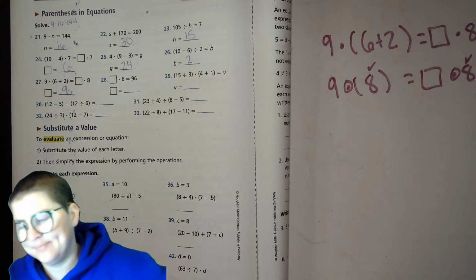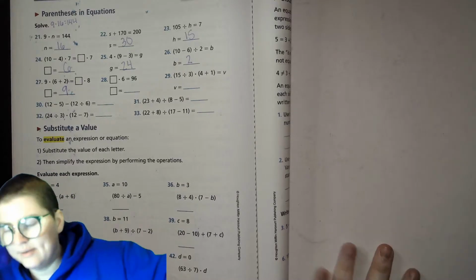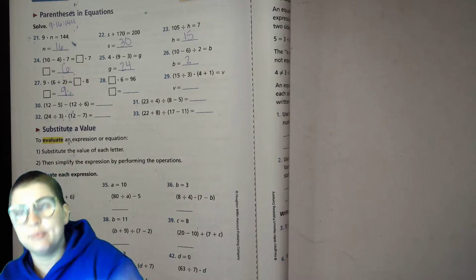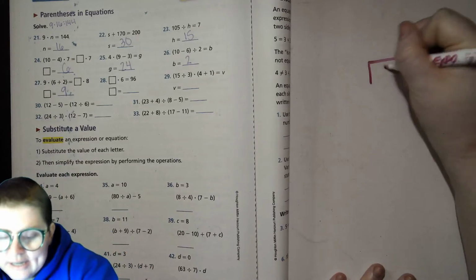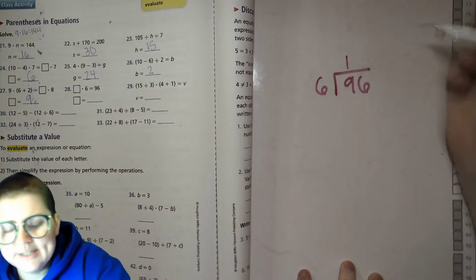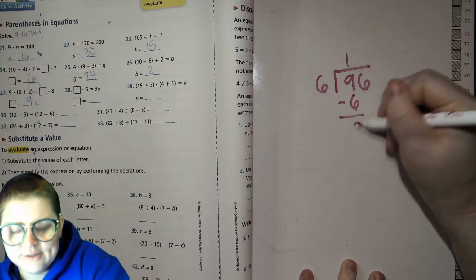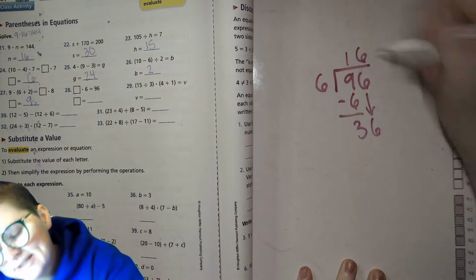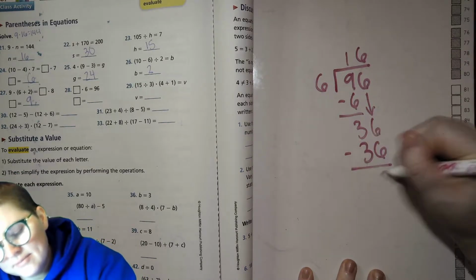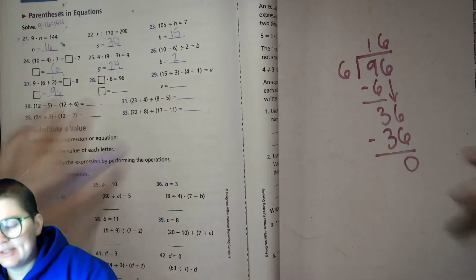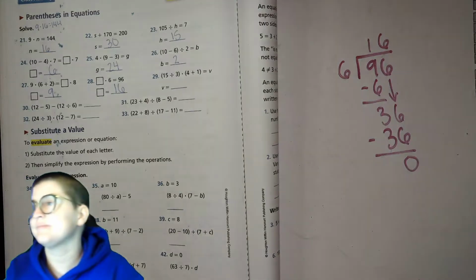All right. Next one. Here we go. We've got another missing factor. So how do we find that missing factor? We need to divide the product by the other factor. So we'll take our product, 96, and we will divide it by 6. 6 goes into 9 one time, and you get 6. Subtract, you get 3. Bring that 6 on down, now you have 36. And 6 times 6 is 36. Get a 0. So that missing number, what times 6 is 96? It's 16 times 6. All right.